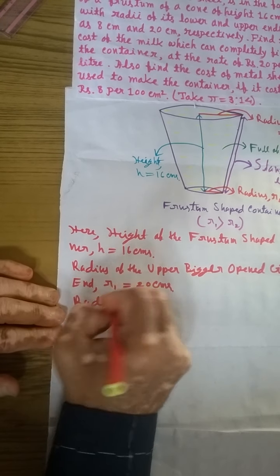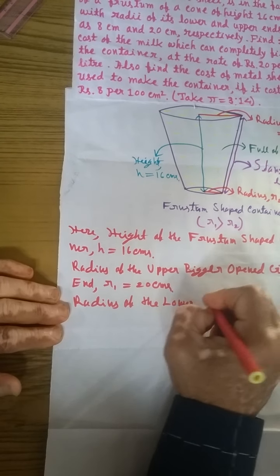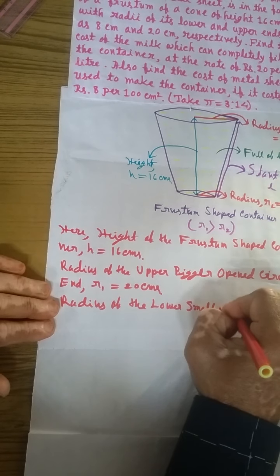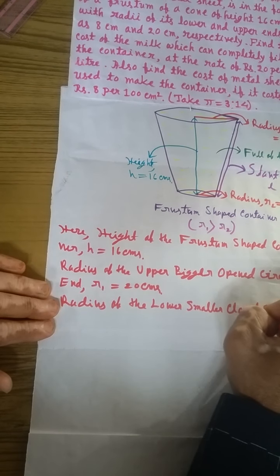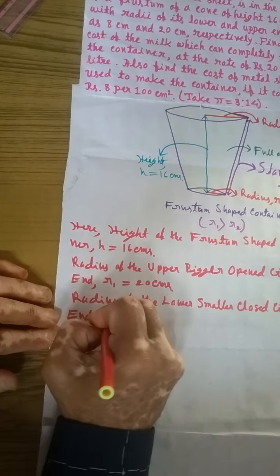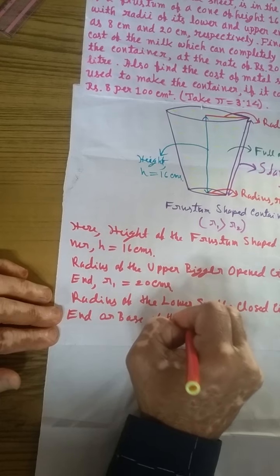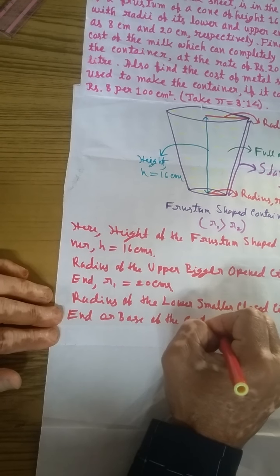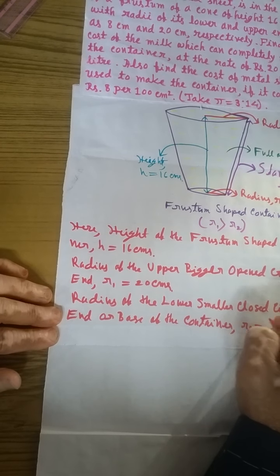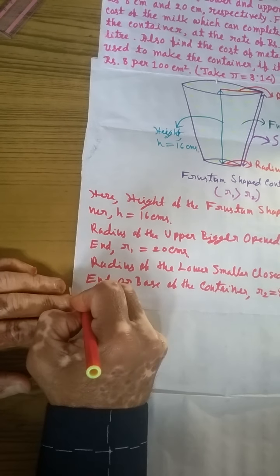Radius of the lower, smaller, closed circular end or base of the container, R2, is equal to 8 centimeters according to the question. After this, let us proceed in this way.